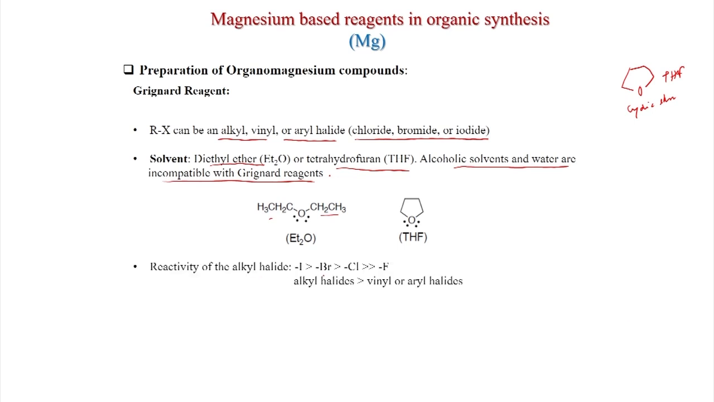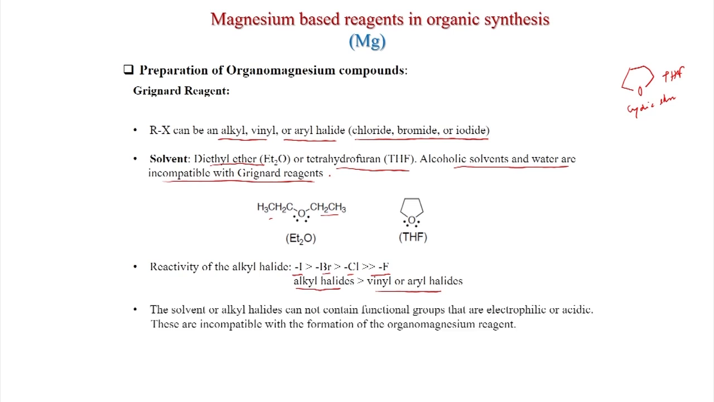Reactivity of the alkyl halide: iodide is more reactive than bromide, then chloride. Chloride is much more reactive than fluoride, followed by alkyl halides, then vinyl or aryl halides. So for vinyl or aryl halides, the reactivity will be less.